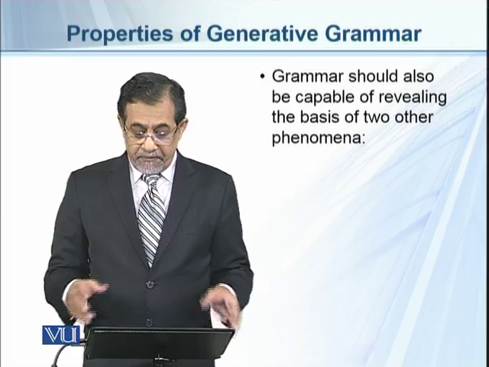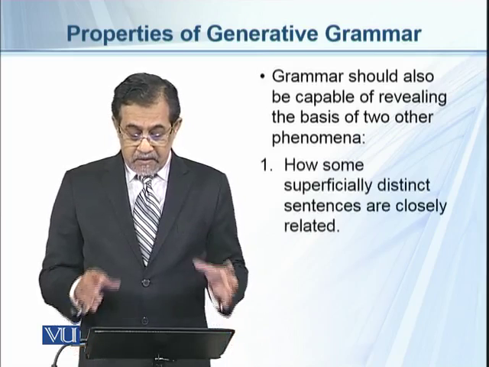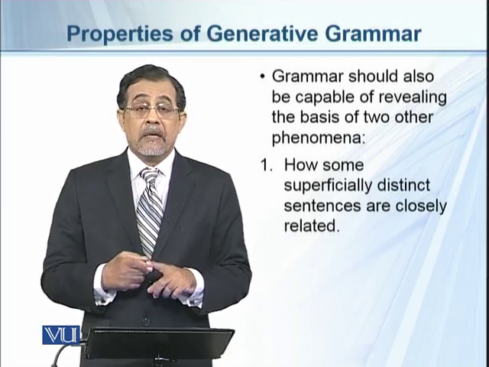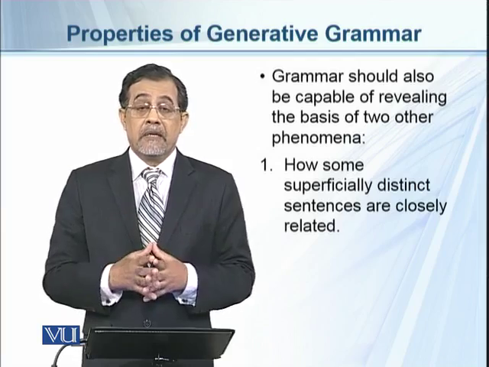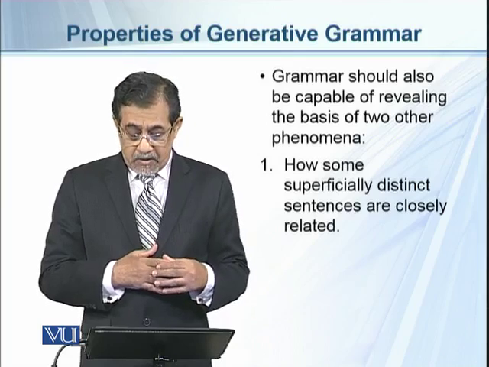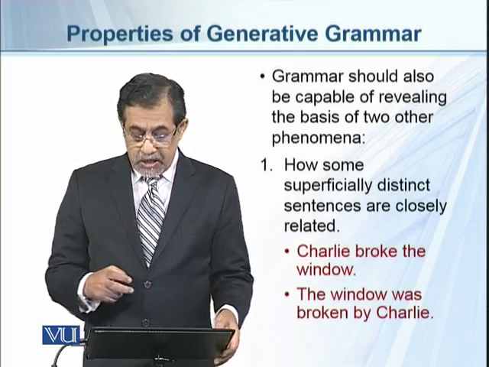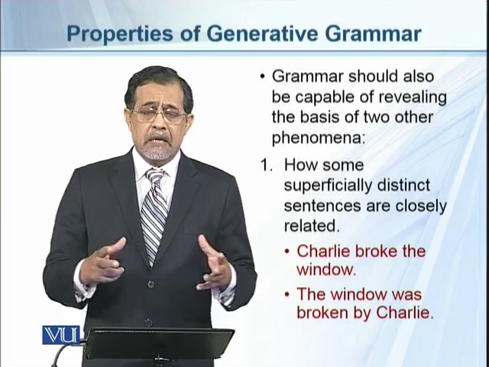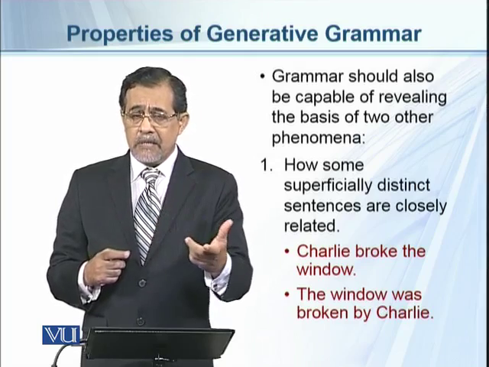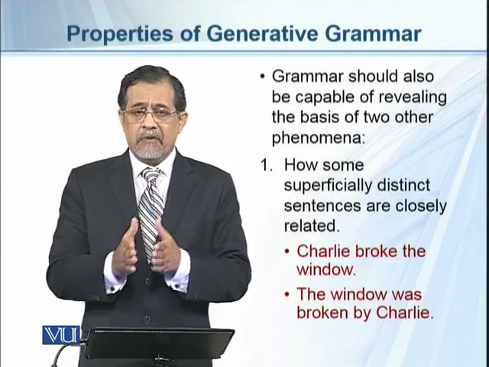Grammar should also be capable of revealing the basis of 2 other phenomena. Somehow, superficially distinct sentences are closely related. So, number one, the first phenomenon is that differently appearing at the structure level, sentences may be similar or closely related. For example, Charlie broke the window, the window was broken by Charlie. So, at surface, these 2 sentences are different in structure, right? But at another level, they are the same, right? So this generative grammar helps us know at what level they are similar.